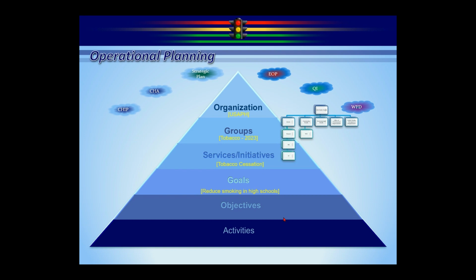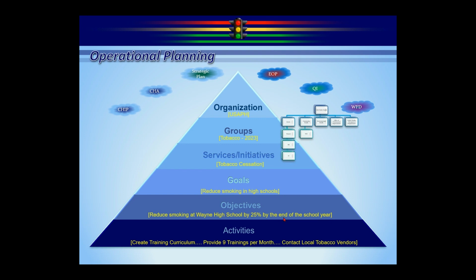So the plan spreads out. That's why the pyramid. Then the objective we were working with is reduce smoking at my alma mater, Wayne High School, by 25% by the end of the school year. And then the steps we're going to go through to get there. So that's the operational planning process here.